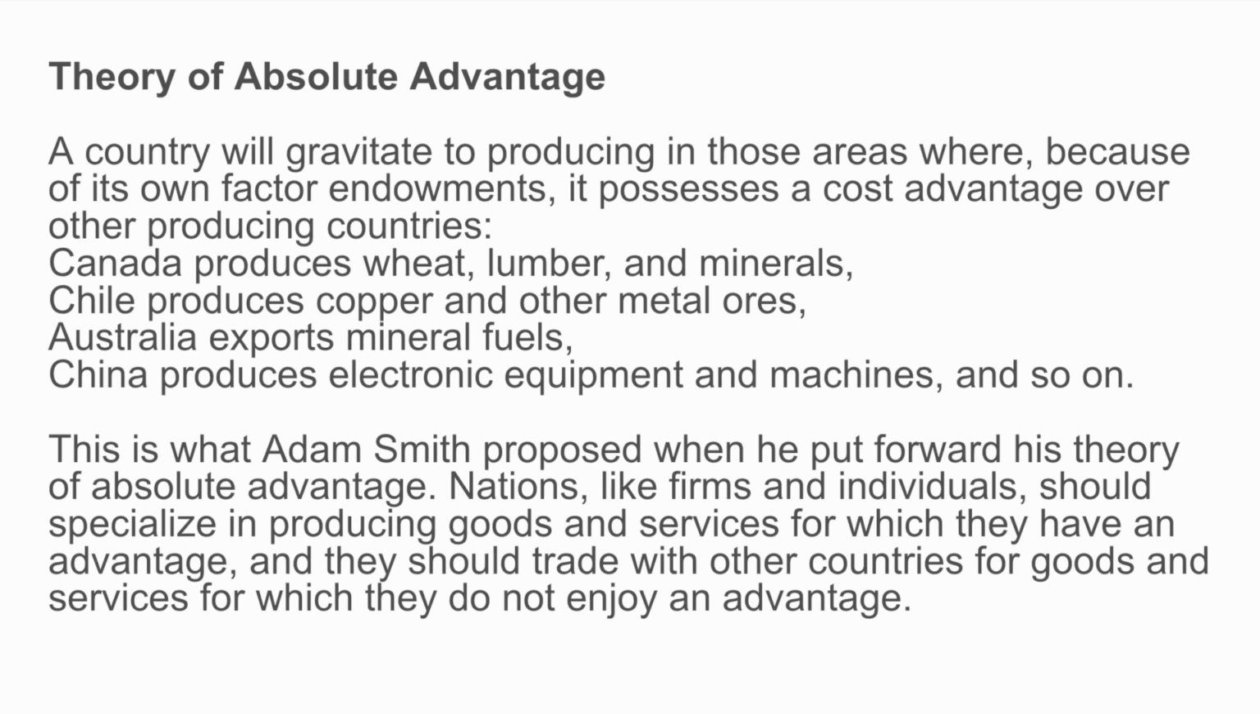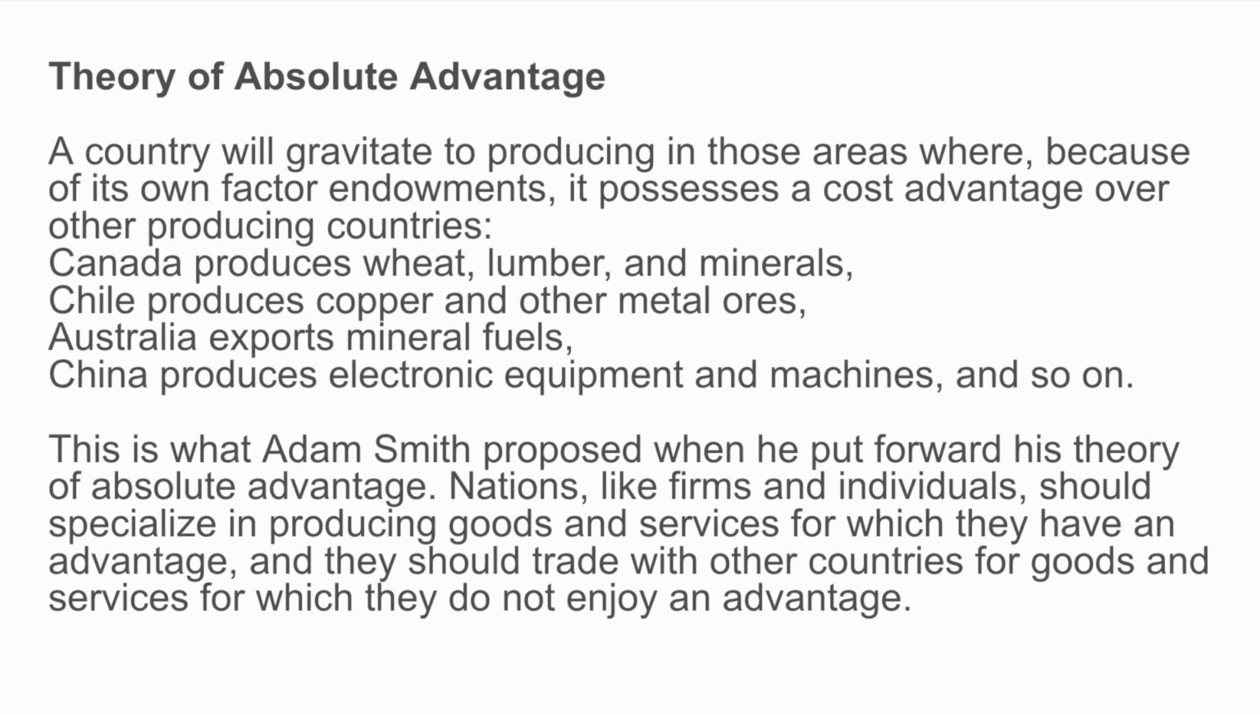And really what it says is a country will gravitate to producing in those areas where, because of its factor endowments, it possesses a cost advantage over other producing countries. So, for example, Canada produces a lot of wheat, lumber, and minerals because we have a lot of them. Chile produces copper and other metals because it has lots of them. Australia exports mineral fuels such as oil and gas. China produces electronic equipment, machines, and so on. So we can think of every country as having these factor endowments that they do better than anyone else.